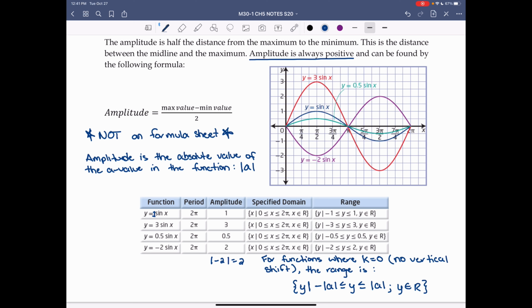Once we've vertically shifted up or down, then our midline changes, so that's going to change our range. But if our k value equals 0, so we have no vertical shift, the range would be greater than or equal to the negative amplitude, which is the negative of the absolute value of a, and less than or equal to the amplitude, which is the absolute value of a.